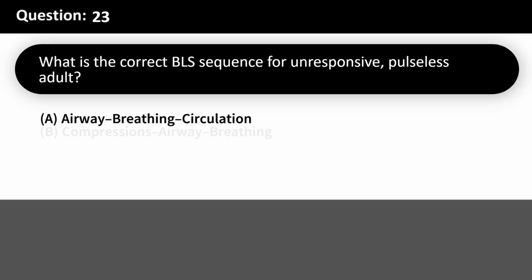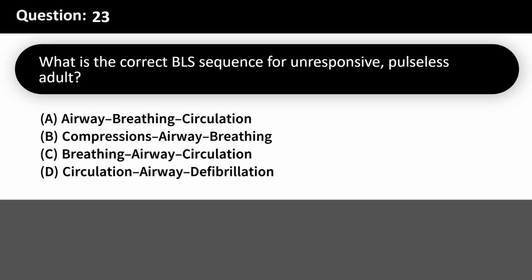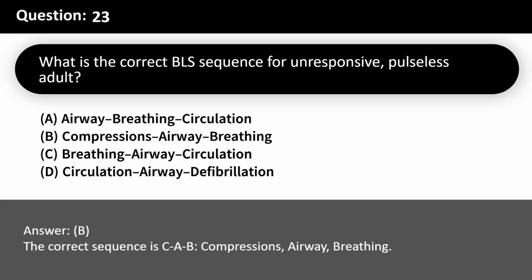What is the correct BLS sequence for an unresponsive, pulseless adult? A. Airway, breathing, circulation. B. Compressions, airway, breathing. C. Breathing, airway, circulation. D. Circulation, airway, defibrillation. Answer: B. The correct sequence is CAB: compressions, airway, breathing.